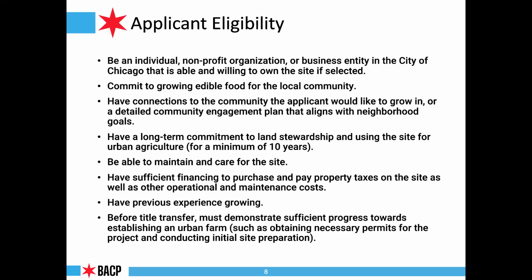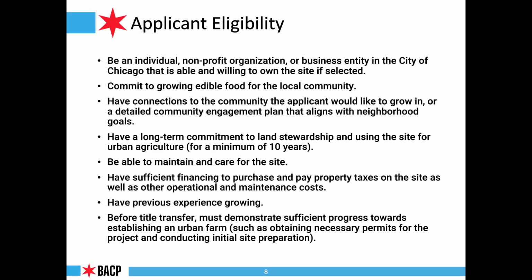They need to be able to maintain and care for the site, which includes providing the different types of infrastructure needed for the site to become an urban agriculture site, and also have the financial readiness to purchase the site and then also pay the property taxes on the site, as well as all the other operational and maintenance costs for the site. And then typically we want folks who have previous experience growing, especially in an urban setting.